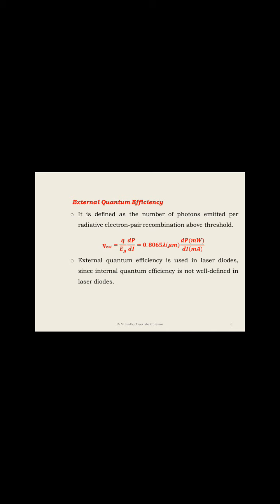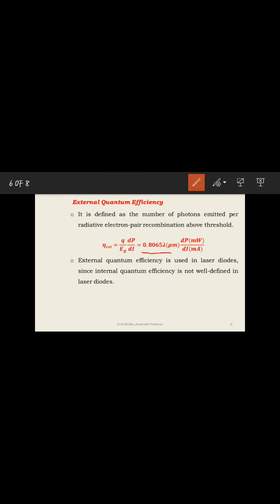External quantum efficiency is an important parameter which we need to derive. It is represented by eta. Eta is equal to q by Eg times dP by dI. It is defined as the number of photons emitted per radiative electron pair recombination above the threshold condition. Here q is the charge of the electron and Eg is the band gap energy. That has been defined as a constant value 0.85 by lambda, which is in micrometers. dP by dI is the representation of the power divided by the current.